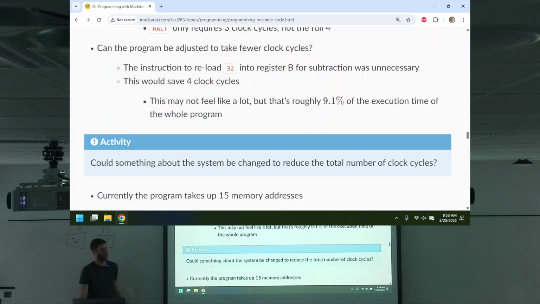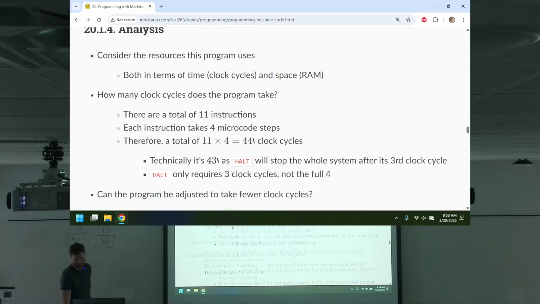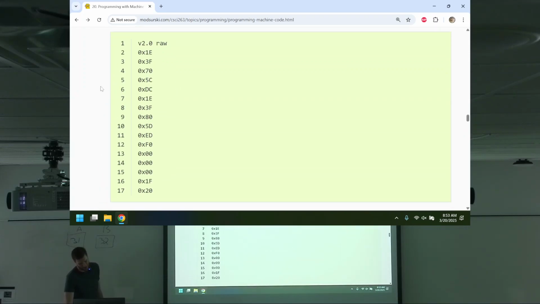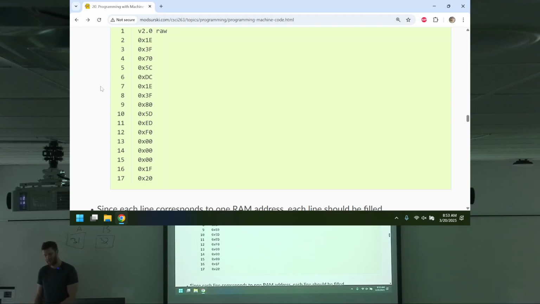We already talked about this a little bit. What else could we do to actually reduce the total number of clock cycles? We talked about this before. But don't think program-wise. Don't limit yourself to thinking of the program. What could we do? Because we know several of these instructions don't really need that fourth microcode step, maybe we can modify the system to reset.